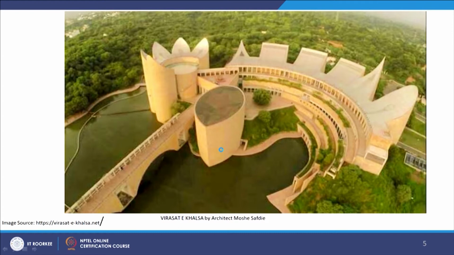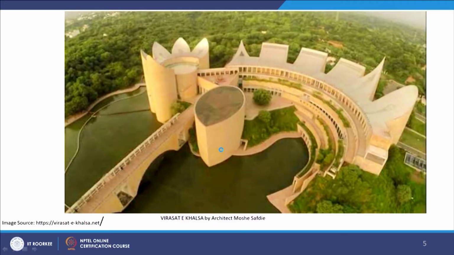Another good example in the same region of Punjab is Anandpur Sahib, which is called Virasat-e-Khalsa. It was actually a Sikh museum, and it was designed by architect Moshe Safdie. Here, you can see the thorough consideration of the landscape, and how, in order to build a Sikh museum, his design approach considered the local, vernacular understanding of Sikh culture and its historical aspects, the 500 years journey.